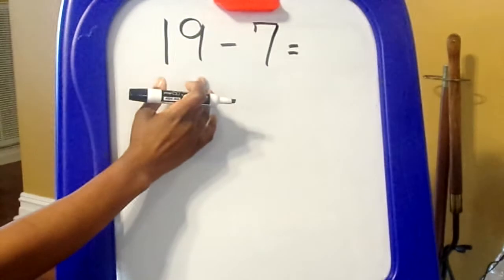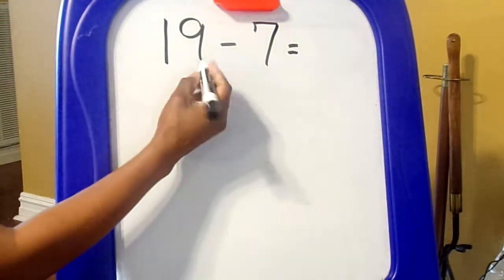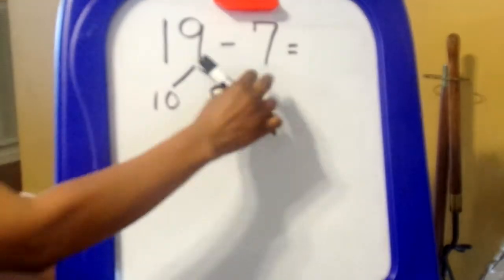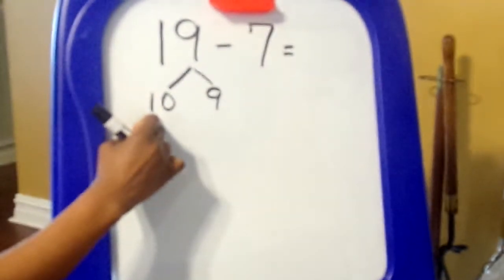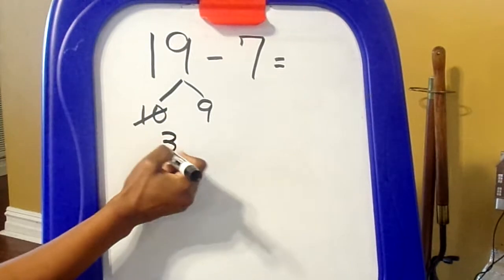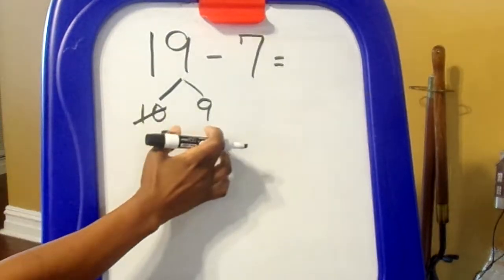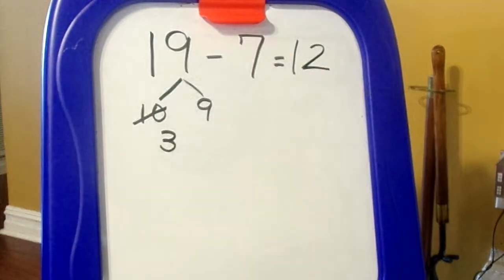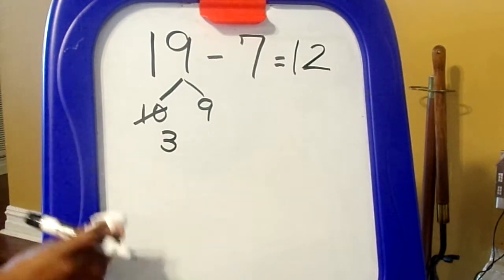I can break apart 19 into 10 and 9, and then I could take the 7 from the part that's 10, have 3 left over, and when I add 3 and 9 back together, I get 12. So 19 subtract 7 would give me 12.